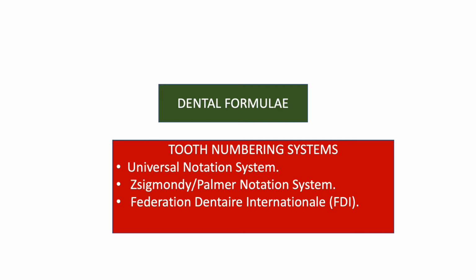So, in this topic, we'll be dealing with two important things, that is the dental formula and the tooth numbering systems. So, what are the different tooth numbering systems? The most commonly used tooth numbering systems are the Universal notation system, the Zsigmondy-Palmer notation system, and the Federation Dentaire Internationale.